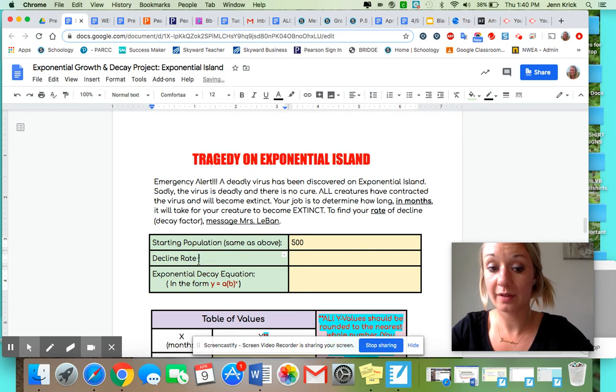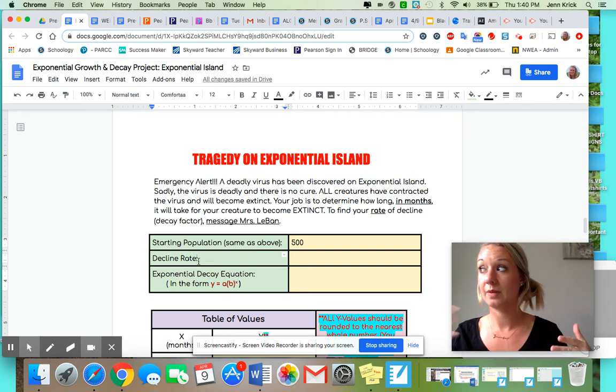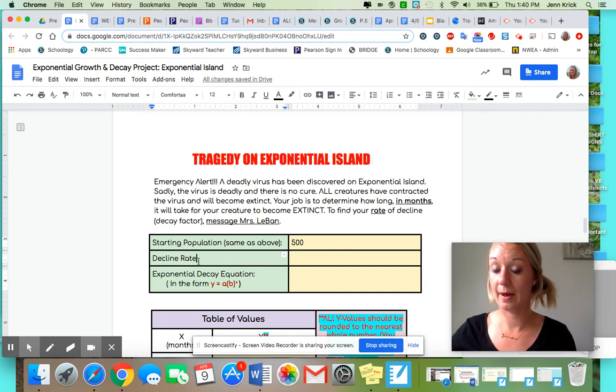So that's kind of like my checkpoints with you guys throughout the project. It kind of helps me to see where you are because when you send me the message to get your numbers, and like I have the whole list right here of what all your numbers are, your populations, that lets me know where you are.